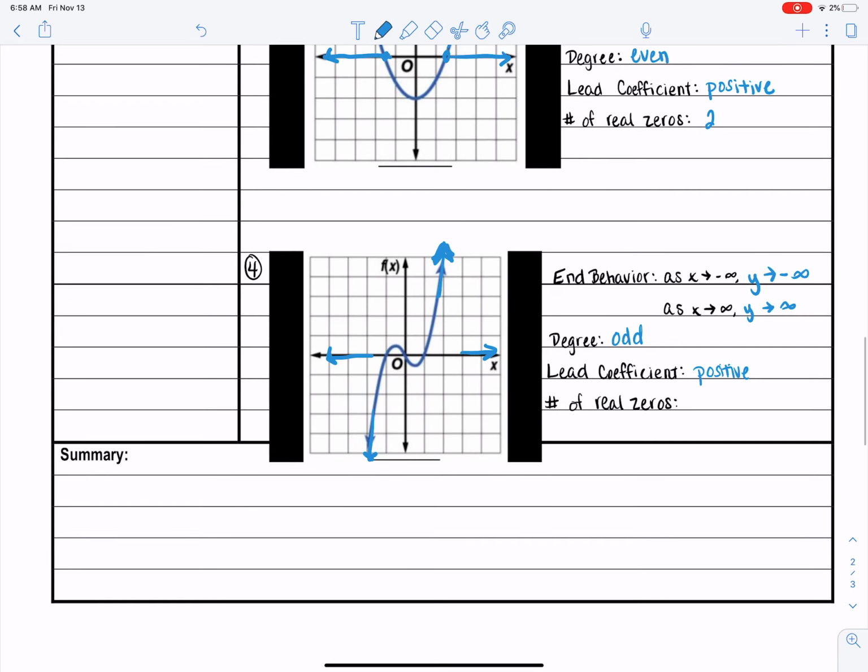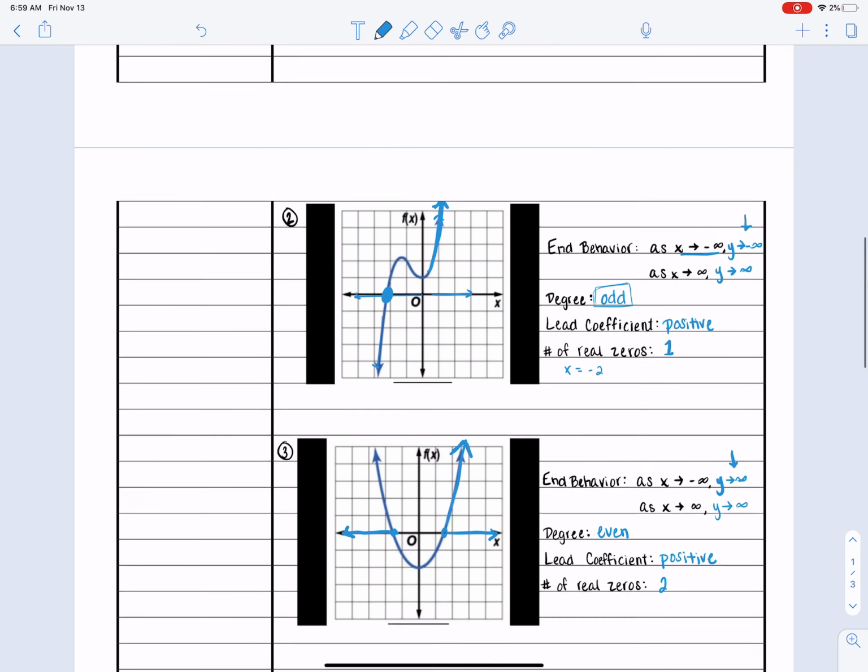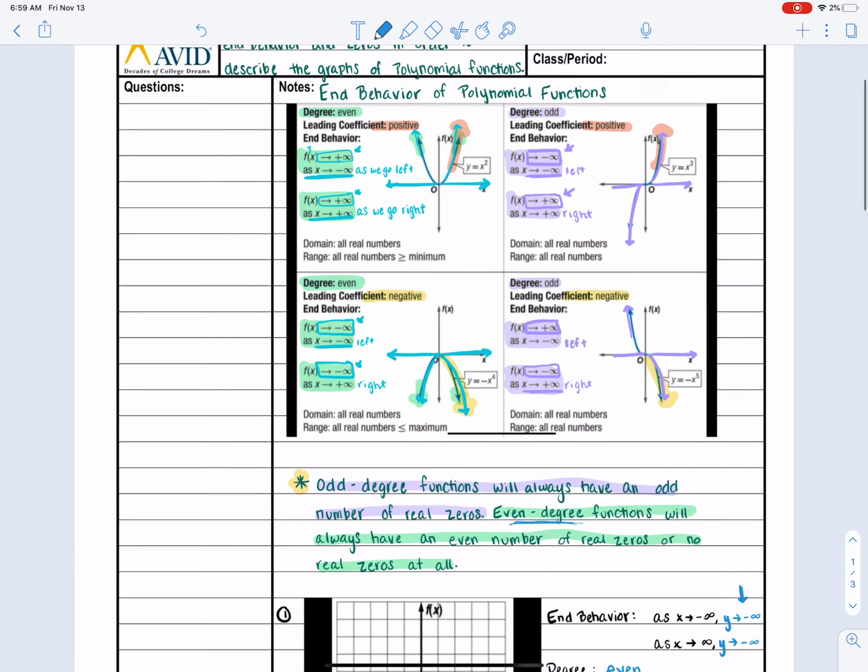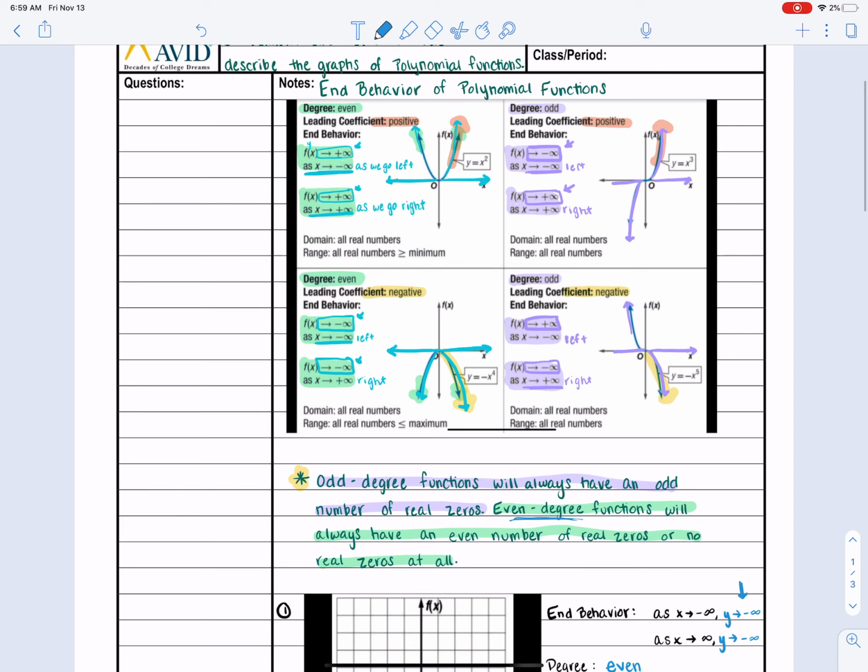The number of real zeros is 3. This graph crosses the x-axis 1, 2, 3 times. So I have a real zero at x is -1, at x is 0, and x is +1. So there's 3 real zeros. Okay, that was just kind of an introduction to: if I gave you a polynomial, what would happen to its graph? Or from the graph, what could you say about its polynomial?